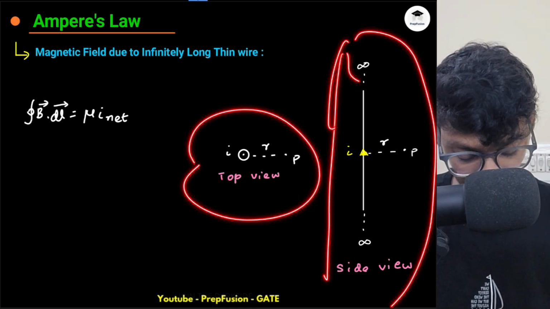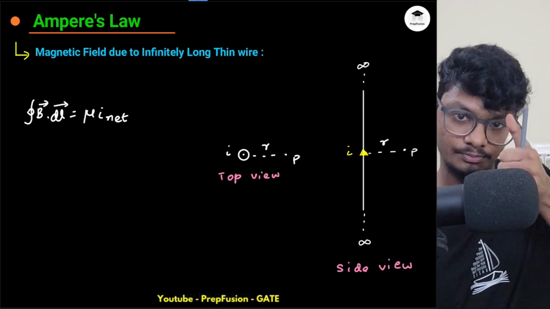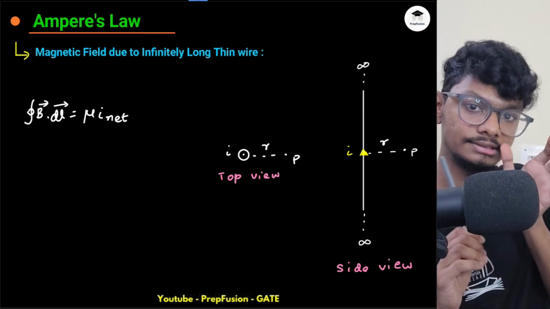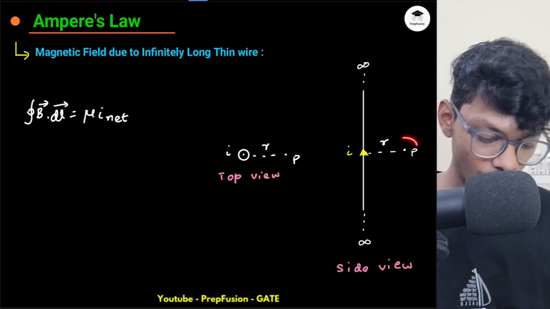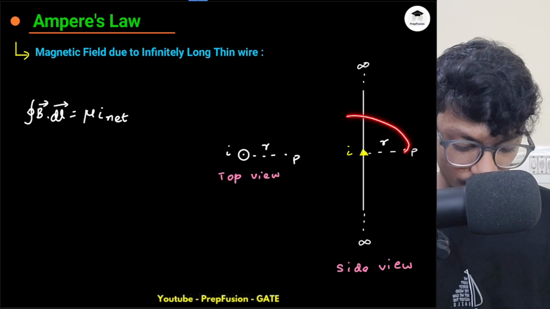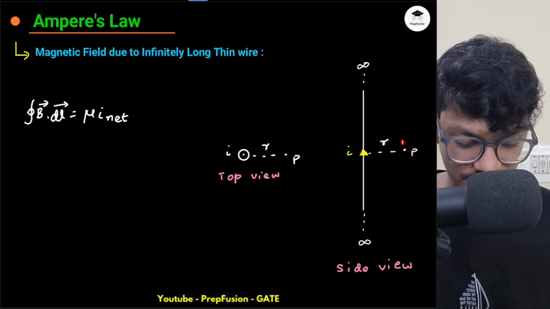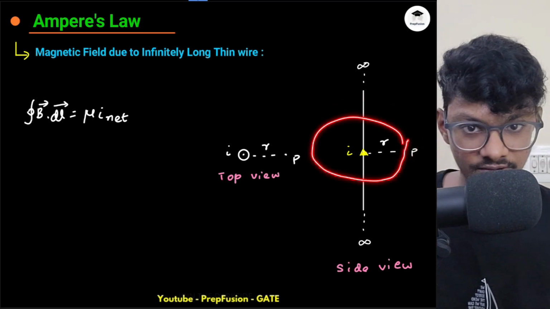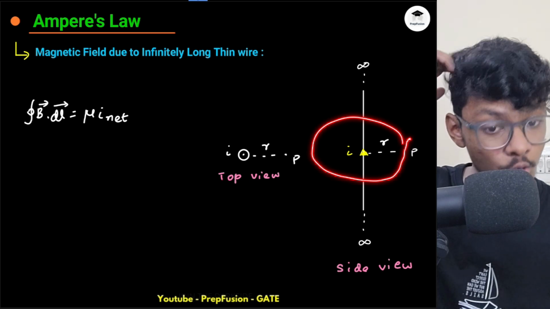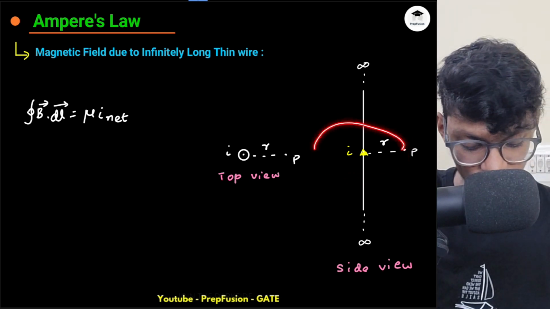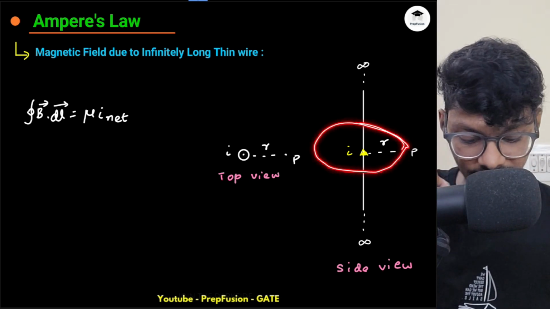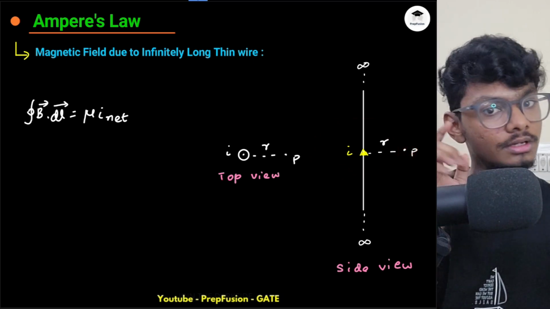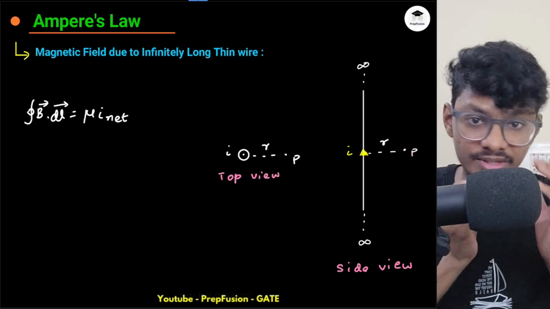Don't ignore this one for now. The direction will be, if I place my thumb along the current and curl my fingers, it is going inwards. And what is it? It is simply a circular magnetic field, because magnetic field always exists in a loop, and it will be just like a whole circle. At this distance r, the magnetic field will just be like a whole circle. That is point 1. That is the behavior of magnetic field.